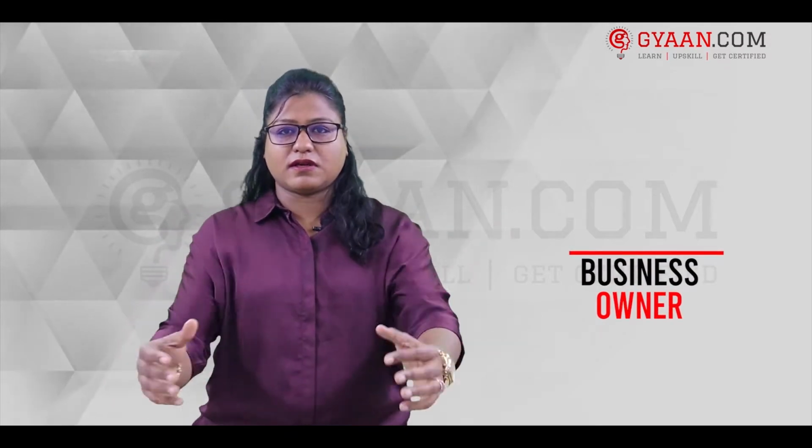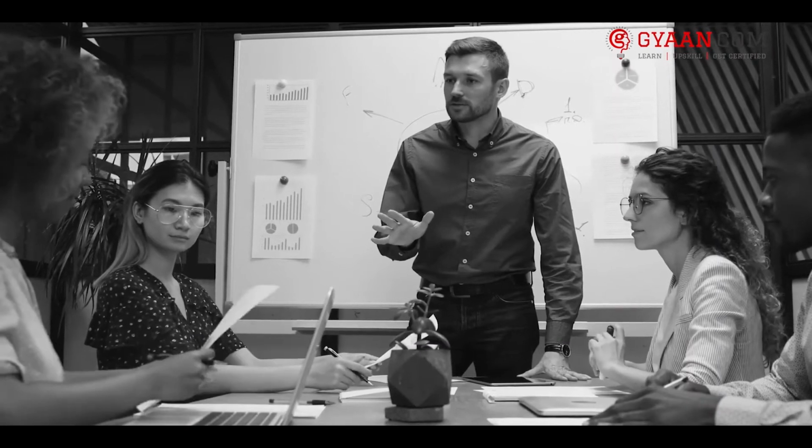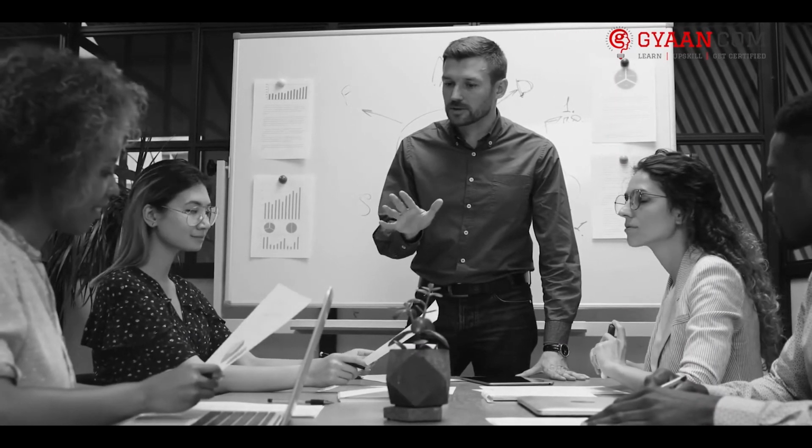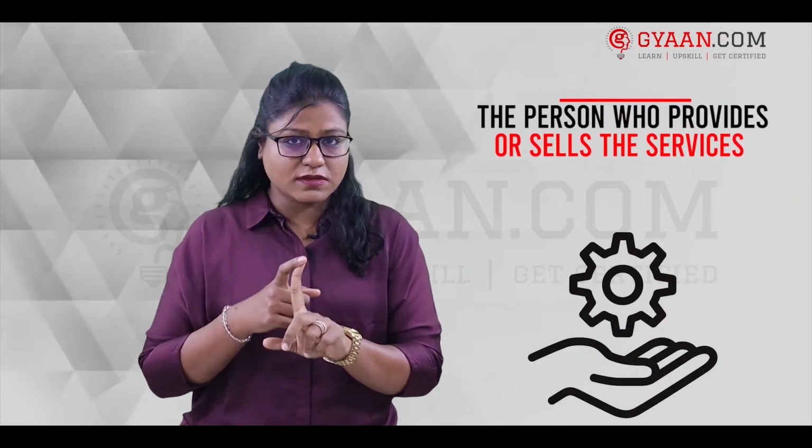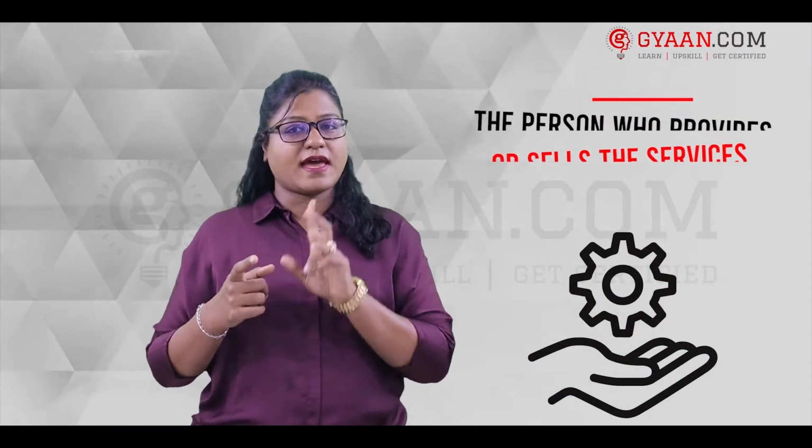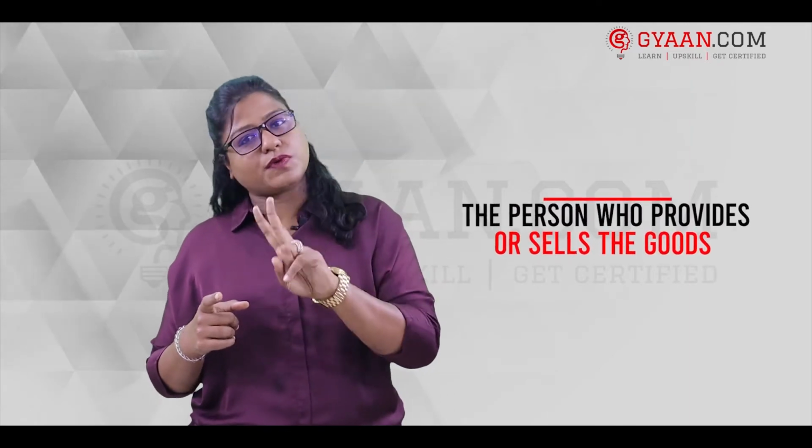The definition of costing and types of cost. So friends, we have already learned that there is a business owner, there is a business transaction to carry out the economy. There are two types of business owners, right? One is the person who provides goods or sells the goods. And the second is the person who provides services or sells the services.